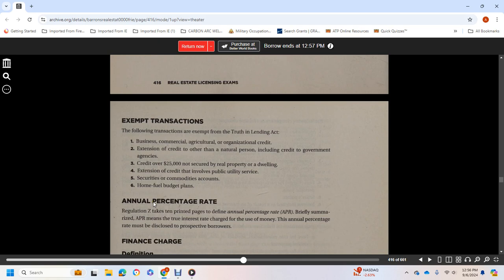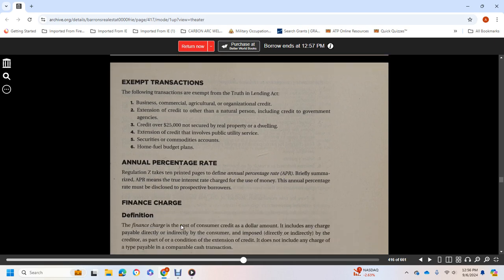Annual percentage rate. Regulation Z defines an annual percentage rate. In summary, the annual percentage rate means the true interest rate charged for the use of money. The annual percentage rate must be disclosed to prospective buyers.